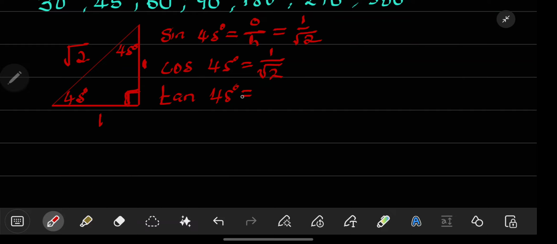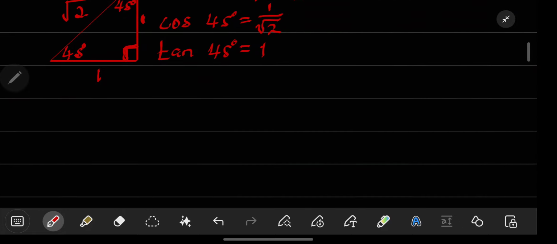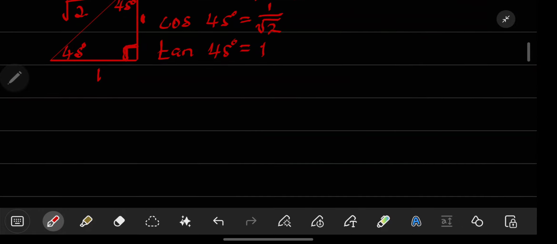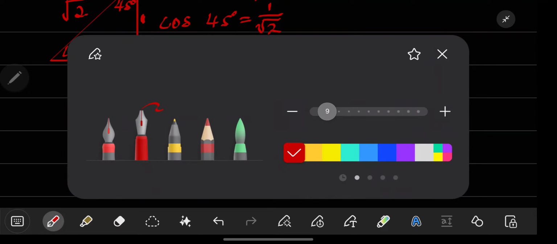So tan 45, how do you define tangent? It is opposite over adjacent. So tan 45 will just be 1, because 1 divided by 1 is 1. So you see with this triangle, once you memorize it, you can do most of the things. Okay, then let's go to another triangle which is important. You must know these triangles.